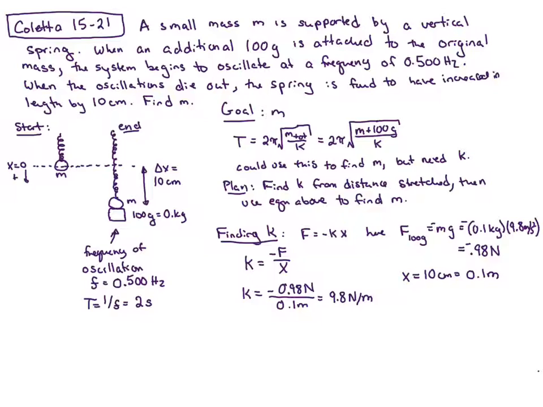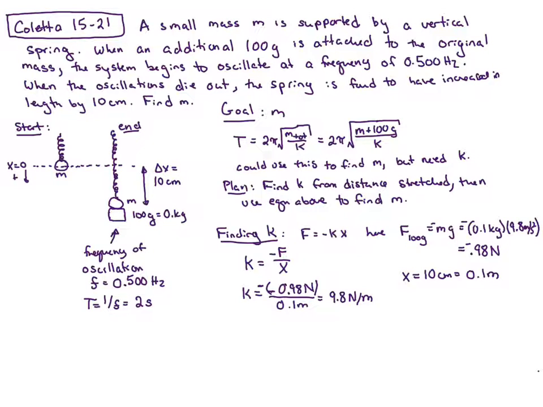k is minus that force to extend it the additional length divided by that additional length. The additional length is 10 centimeters or 0.1 meters. So that's the minus 0.98 newtons divided by 0.1 meters, or k is 9.8 newtons per meter. Where newtons per meter is the right unit, the unit we expect for the force constant for a spring.